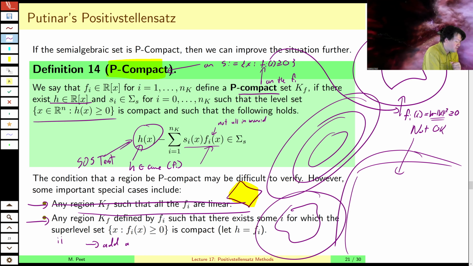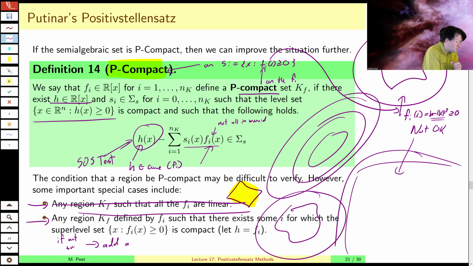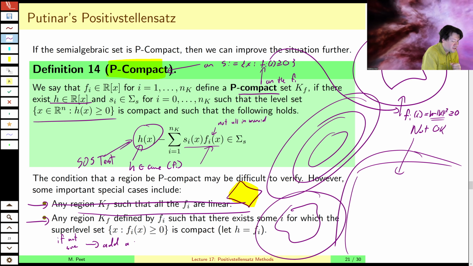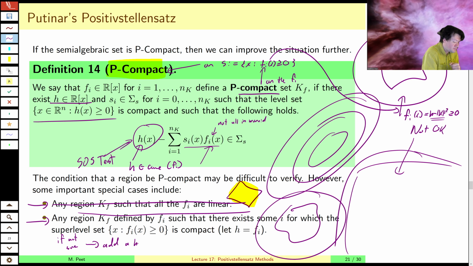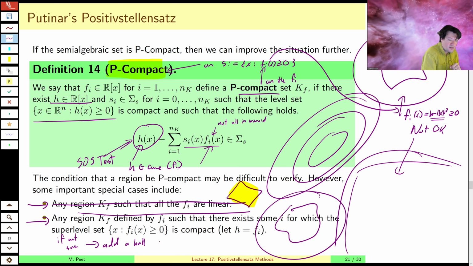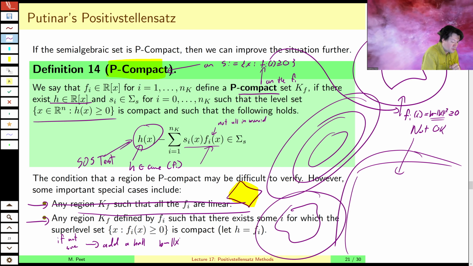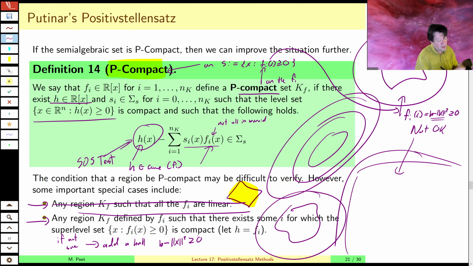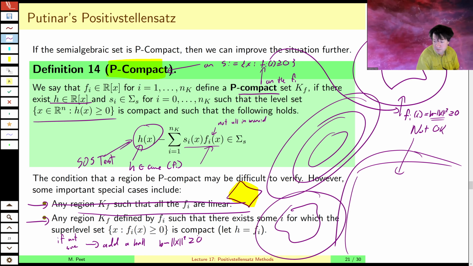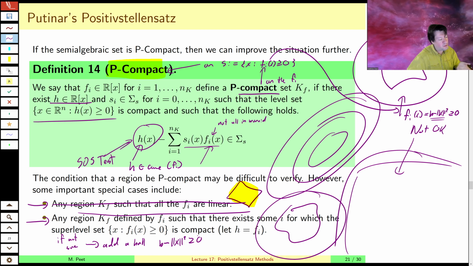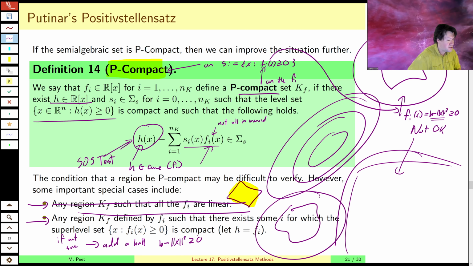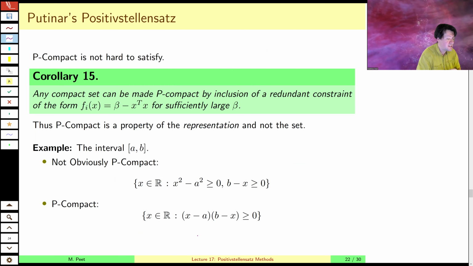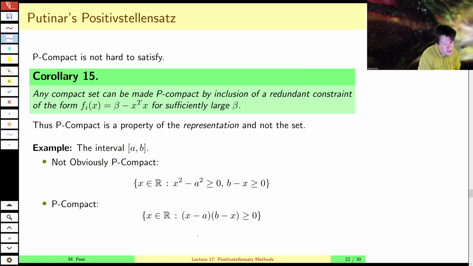If not sure, make sure your set contains a ball of the form b minus norm of x squared greater than or equal to 0. And that will ensure that your p-compactness is satisfied. So again, it's a property of the representation, not the set itself. So the representation is in this case more important than the set from a computational standpoint.